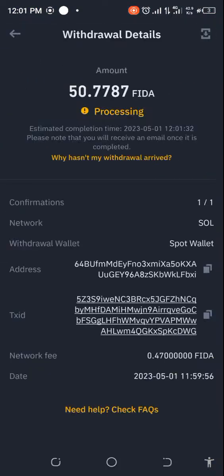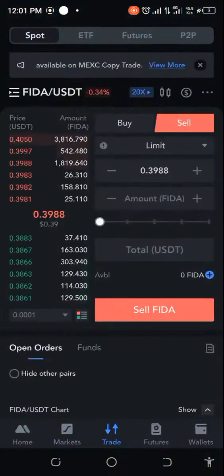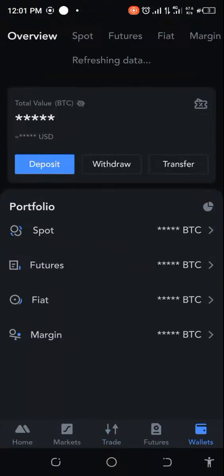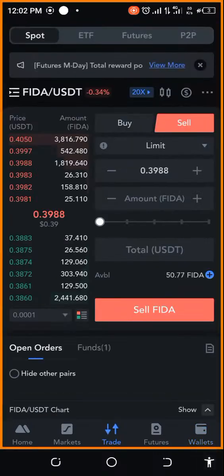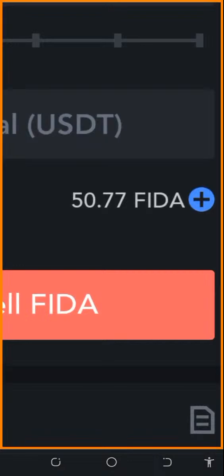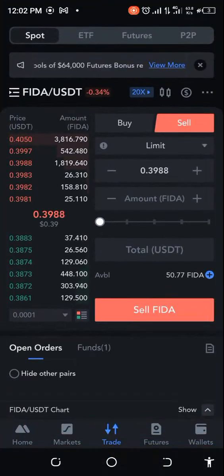Okay, so it's currently processing. All right, so let's wait for it and see how long this is going to take. As you can see, it's processing. That's the transaction ID and all the other information. Okay, so let's go over to MEXC and see how long this is going to take. See, it's going to show us when it gets here. Let's go back. Oh, it's here. Can you see that? It's already arrived. Awesome.